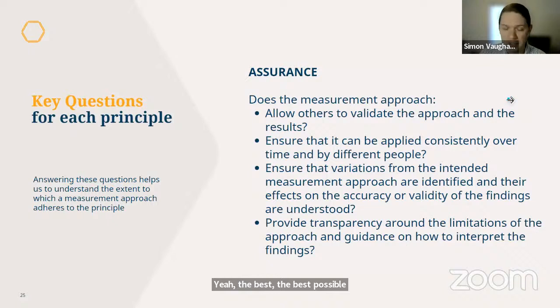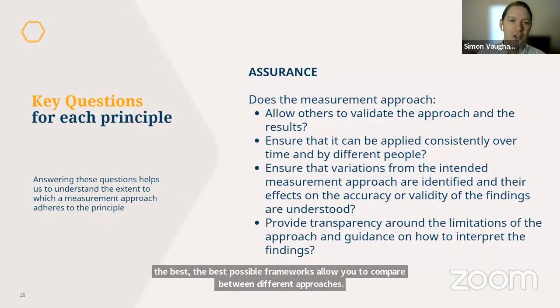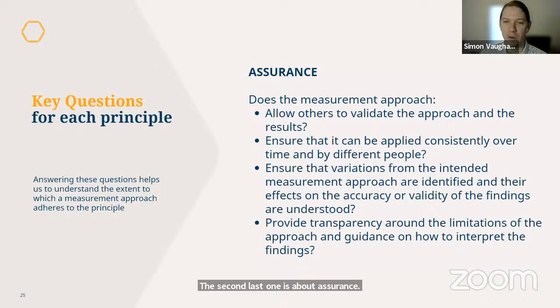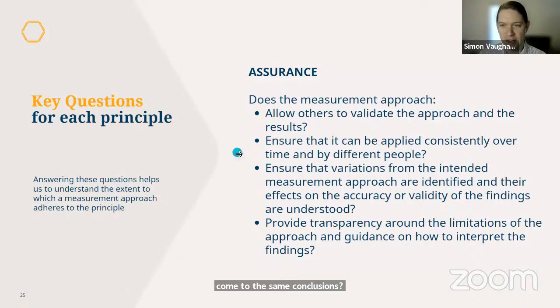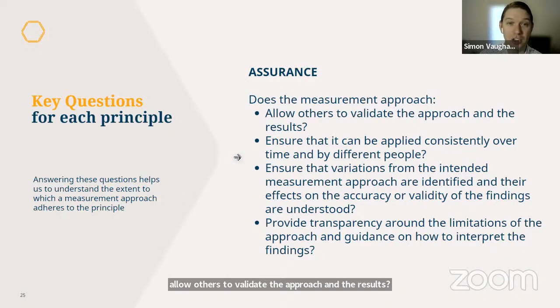The second last one is about assurance. So, if we think about scientific method, we think about peer review. Essentially, this is just saying, are we just trusting that you have told us the truth? Or if others came in and looked at your approach and looked at the results, would they come to the same conclusions? So does the approach allow others to validate the approach and the results? Does it ensure that it can be applied consistently over time and by different people?